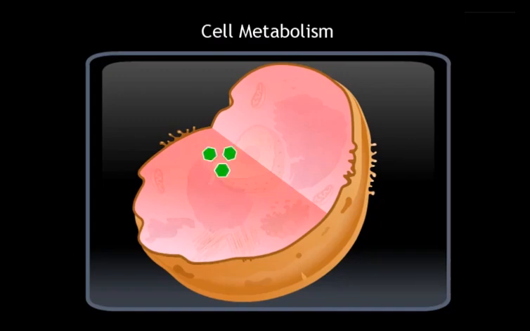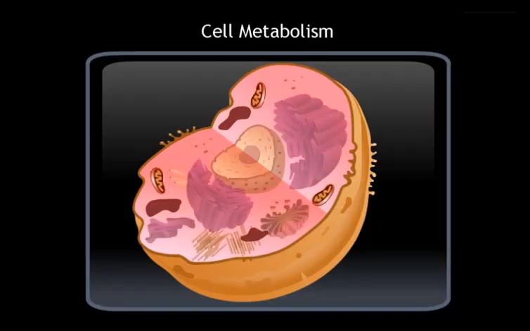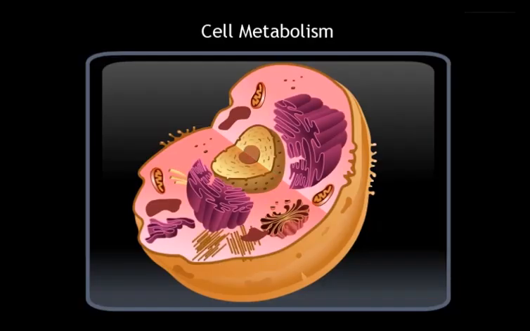Some cells, not in immediate need of energy, may convert the nutrients to fat to be stored for later use. Other nutrients may be utilized in various other biological pathways or functions within the cell.